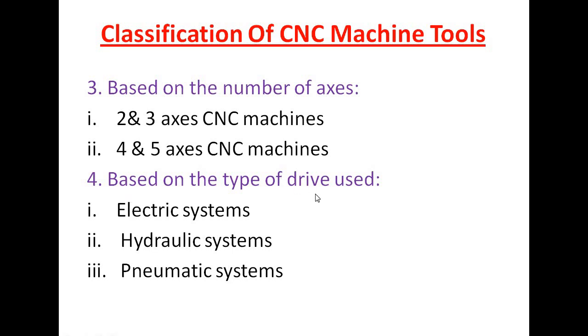Number 4 is based on the type of drive used. There are different types of drive used to operate the CNC machine tool. Number 1 is electric drive, hydraulic drive or pneumatic drive. In case of electric system, electric current is used for operation of machine tools. In case of hydraulic system, hydraulic fluid or hydraulic force is used for completing the operation. In case of pneumatic system, air as a medium is used for completion of the particular CNC operations.